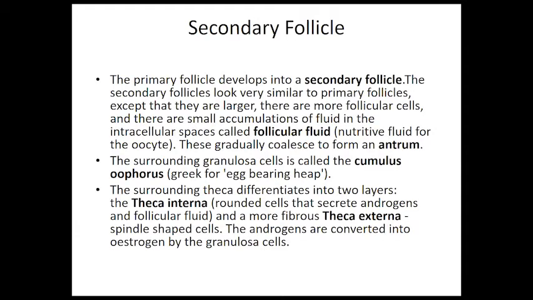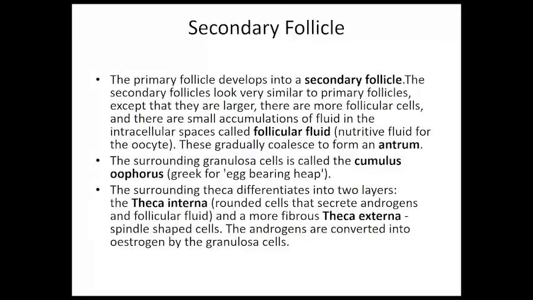Then comes the secondary follicle. The primary follicle develops into a secondary follicle. The secondary looks very similar to the primary, except that it is larger with more follicular cells, and there is accumulation of fluid in the intercellular spaces. If you see this picture, this is the secondary follicle with the accumulation of fluid in it. That is the follicular fluid, and this gradually forms what we call the antrum, the development of the antrum.